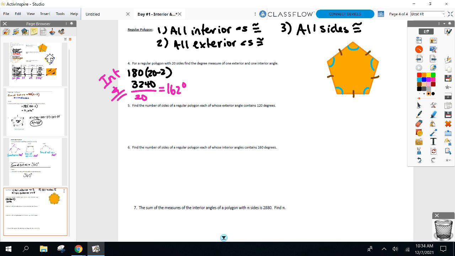162. Everyone's good with how we got that? Good job, Via. All good? Okay, next. How about the exterior? Now that I know the interior, the exterior can be done a few different ways.